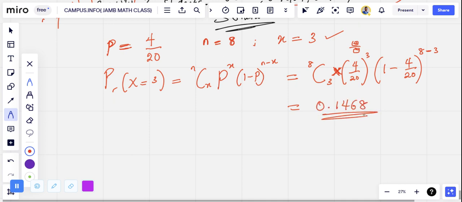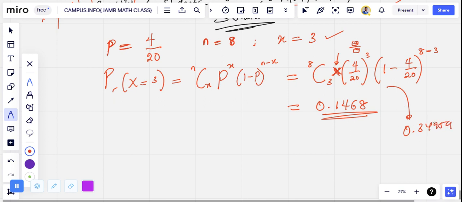I have it as 0.1468. But if I do not put the times, I want to delete the times now. I don't want to put it. If I do not put the times and I press equal to, do you know what I got? I got 0.34959. Finally, they're not the same thing.